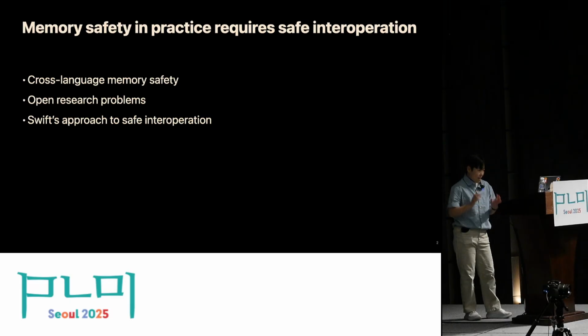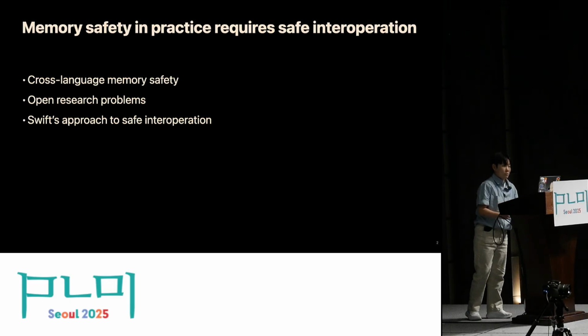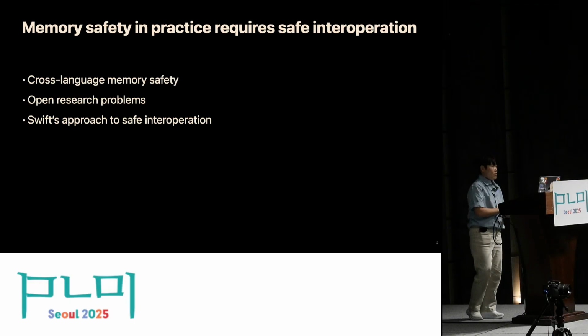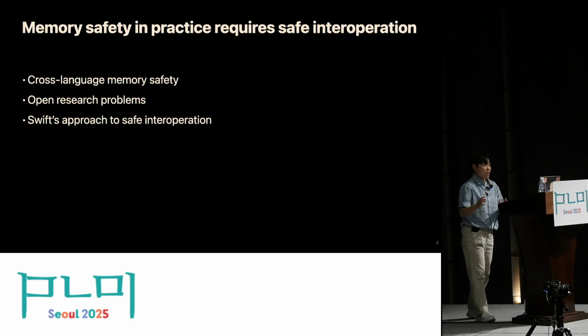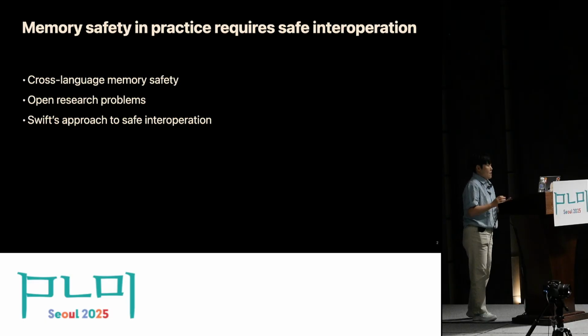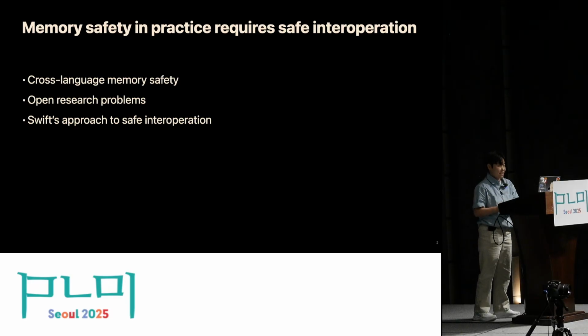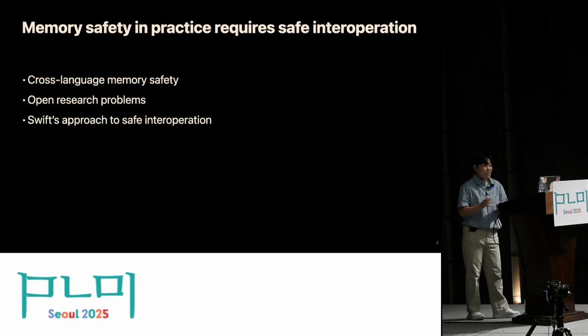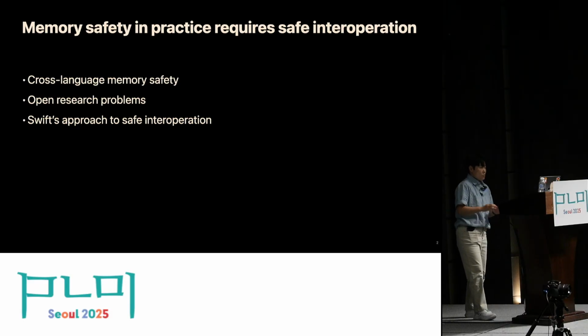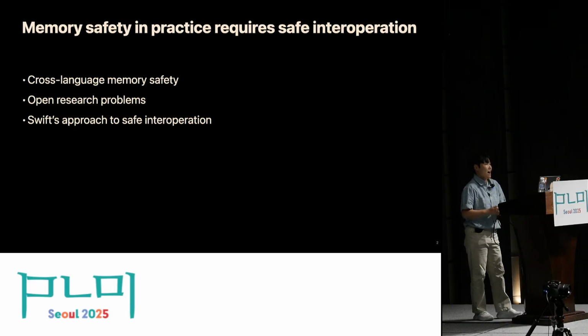Memory safety in large code bases is not a solved problem. Large programs usually include code written in multiple languages. This means that achieving memory safety for a whole program requires safe interoperability between multiple languages, especially between safe and unsafe languages. In this talk, I'll discuss some of the open problems that we'd love to see more research into from this community. And I'll talk about the work that we've done with Swift, which we think will be generally applicable to other languages.